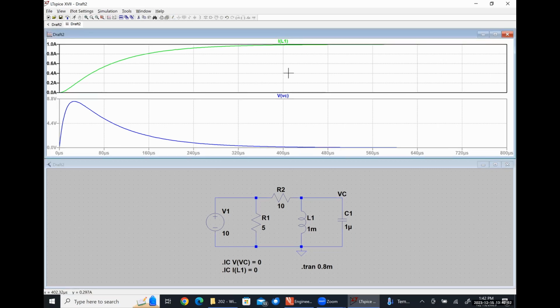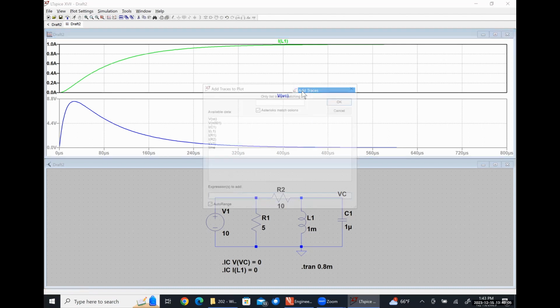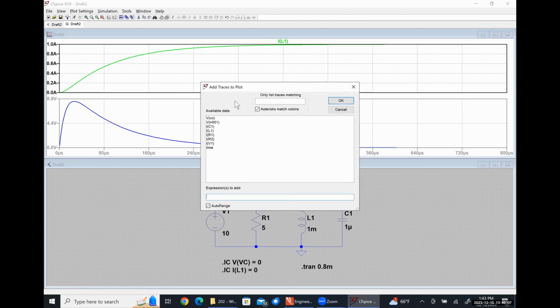Now let's talk about how we can verify our results. I have this topmost plot plane highlighted. Okay. I'm going to right click and add a trace. And instead of adding a trace associated with any of the things that we simulated, I'm going to type in our mathematical expression down here that we got, right?